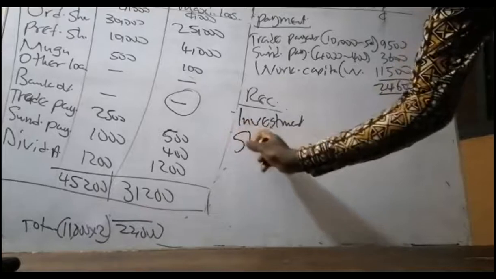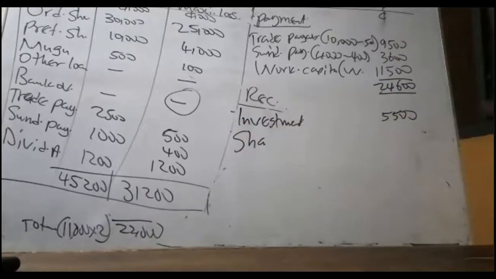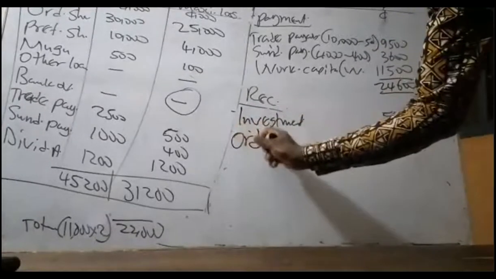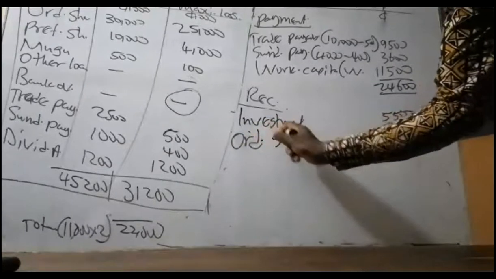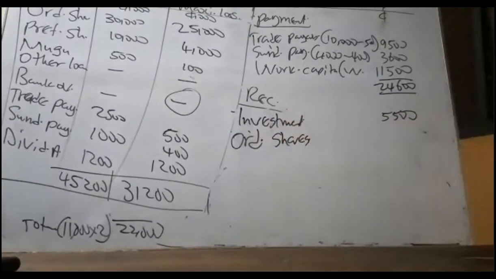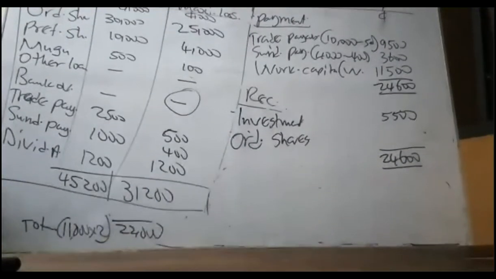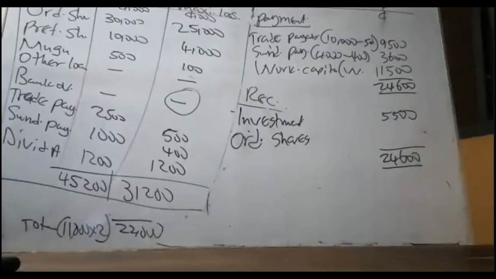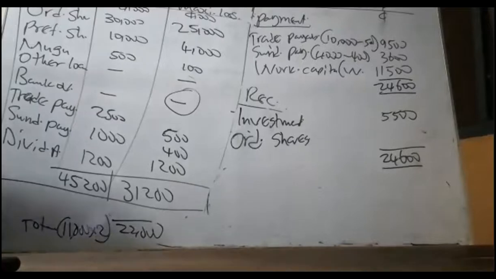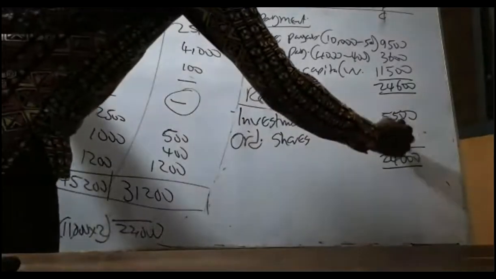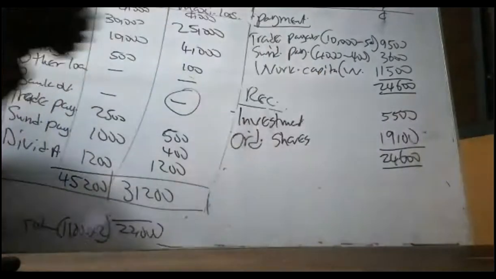And then the remaining balance should be paid by what? The ordinary shareholders, because they say they are willing to contribute additional money. So let ordinary shareholders bring the remaining money. So find the difference between 24,600 and this. So the total still must be 24,600. It must balance. If it does not balance, your financial position too will not also balance. Good. So that's 19,100. Perfect. So it means that the ordinary shareholders must contribute 19,100. Then we are done.